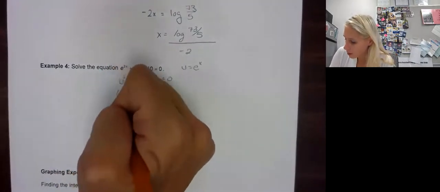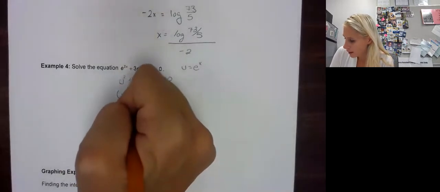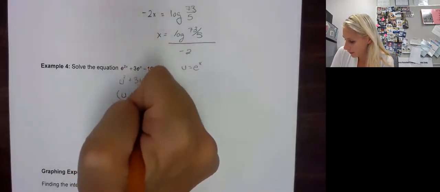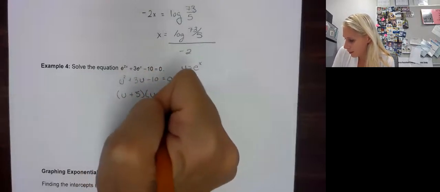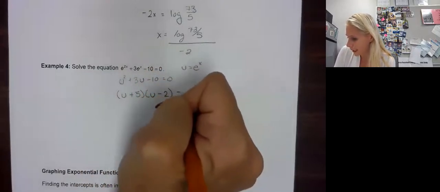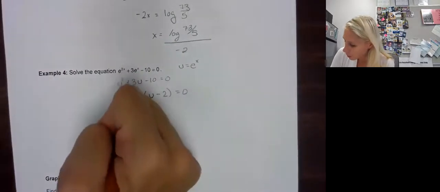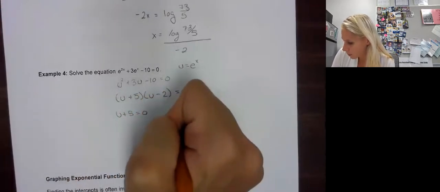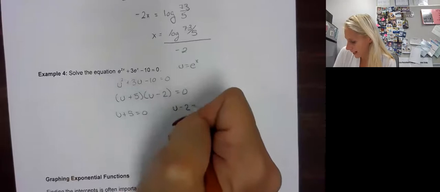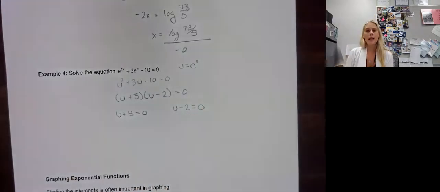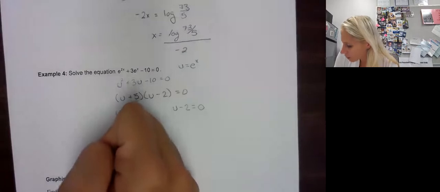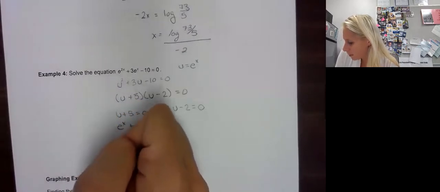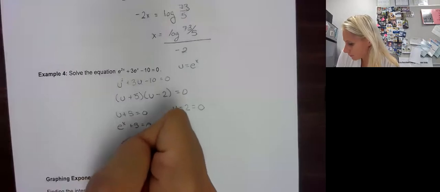Now I'm going to factor. You get u plus 5, u minus 2 equals 0. Now, of course, we would set each part equal to 0. Here is where most people make their mistake. Did we begin our equations with u? No, we did not. We began with e's. So I have to substitute the e to the x back in before I solve.